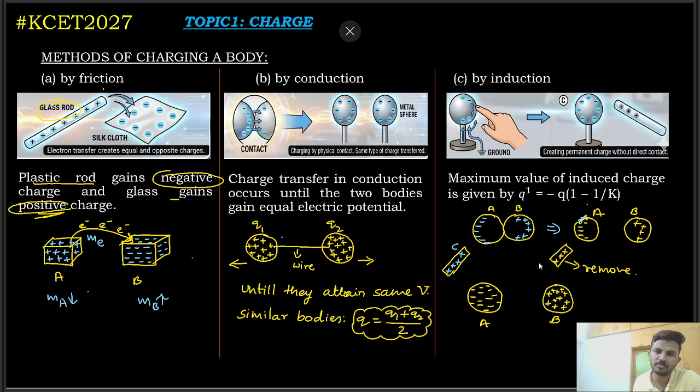So what is the maximum charge induced, sir? Maximum charge induced in a body is given by minus Q times (1 minus 1 divided by K). Here the charge induced will be opposite to the polarity of the charged body. That's why we have got minus in here. So this will be the expression for maximum charge induced. Because of that, here induction precedes attraction. Okay, not repulsion. These two bodies can attract each other.